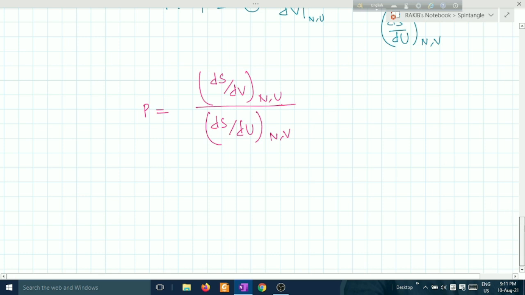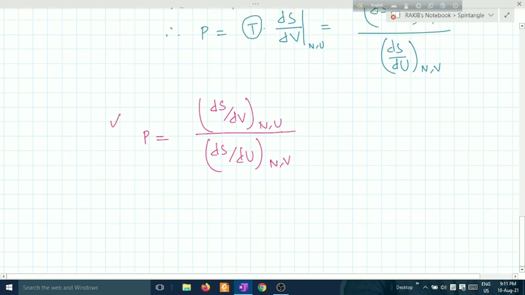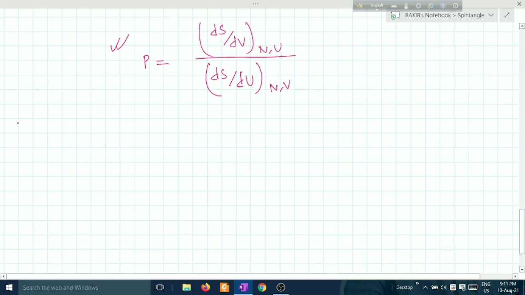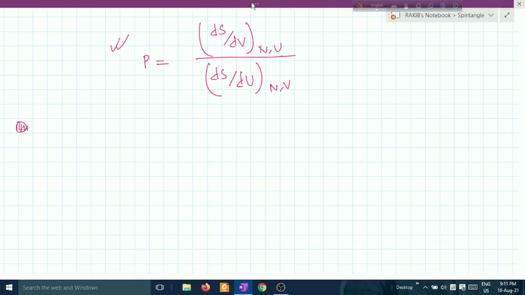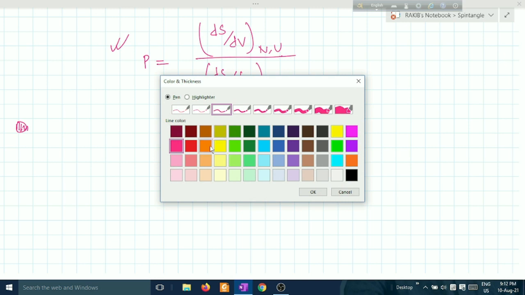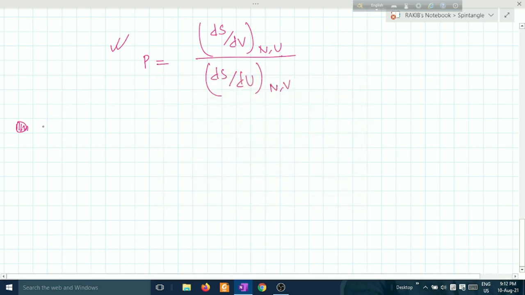You just have to remember formula 1, and you will get these things automatically. You have to remember this formula, that TdS equals dU plus PdV minus mu dN. Whatever you want to figure out, you can do it from this formula. I am telling you the technique, how I am doing this. I think you have got this point. Next, how to find the chemical potential.